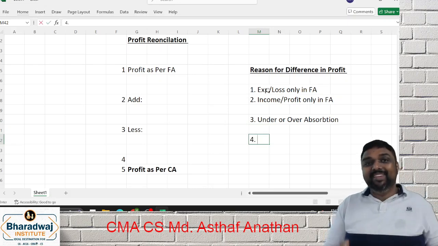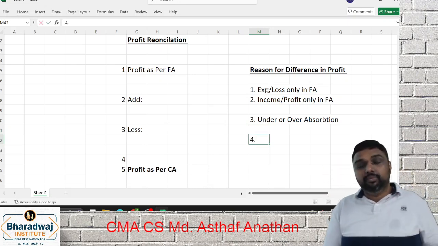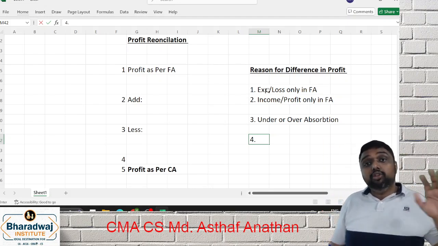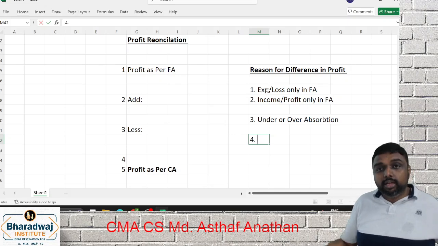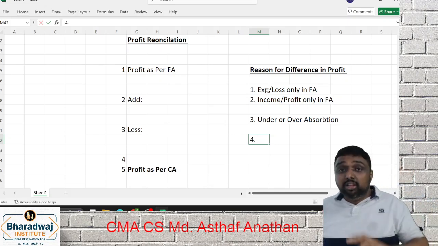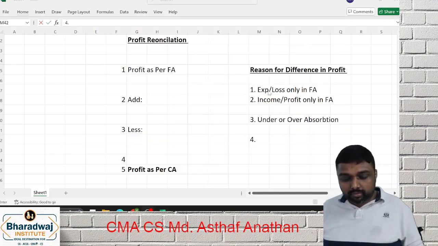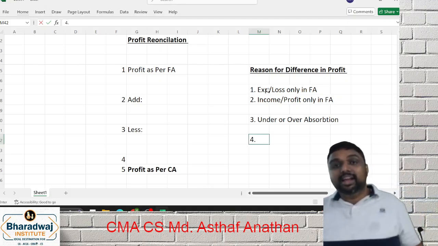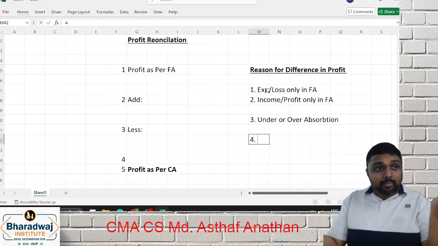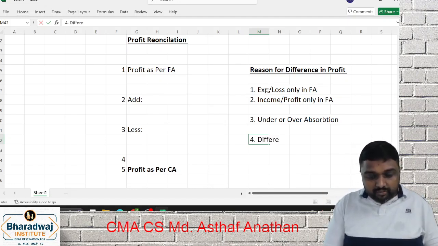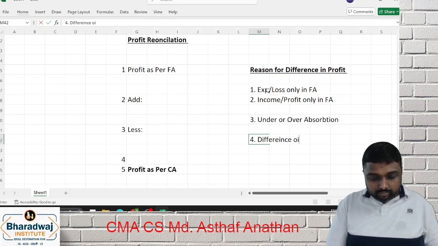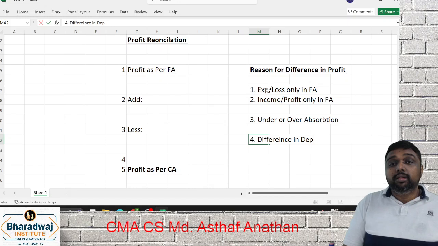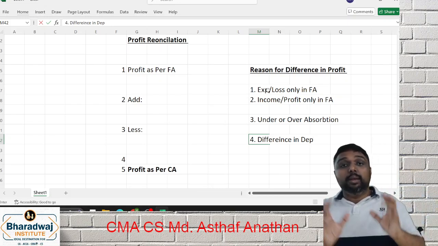Next point, this is a very interesting point. Depreciation. Depreciation will be in costing and will also be in accounts. But in accounts, you may follow the WDV method. In costing, you follow the SLM method. So will the depreciation be the same or different? Depreciation amount will be different. That is the reason. So what will happen now? Here both amounts will come. So that is what is called difference in depreciation. Apart from that, a regularly coming item is repair expense.